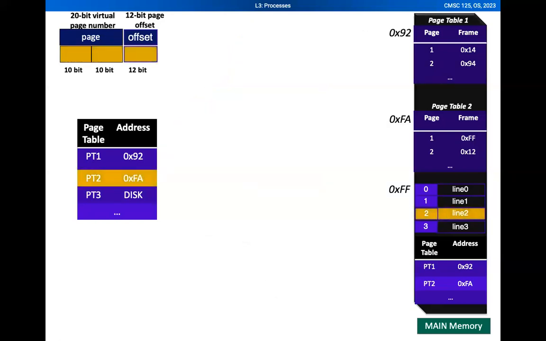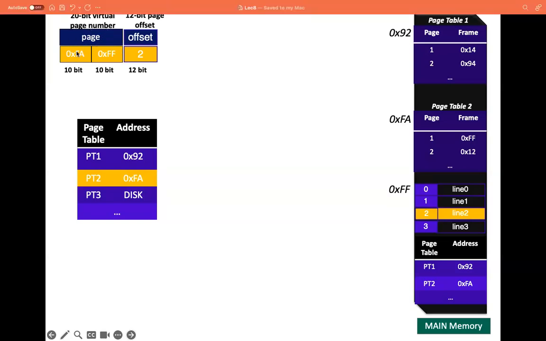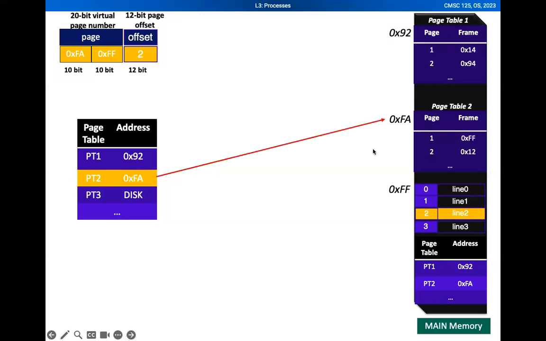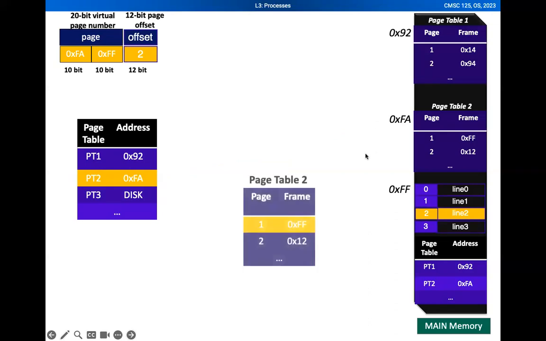Now let us try to have an example. Now we have this 20-bit virtual page number wherein the first 10 bits contain FA. So what does it mean? That means that we are going to look here in our outer page table. And as you can see, it is the same FA. So that means that we are referring to this page table 2. So we take out page table 2.